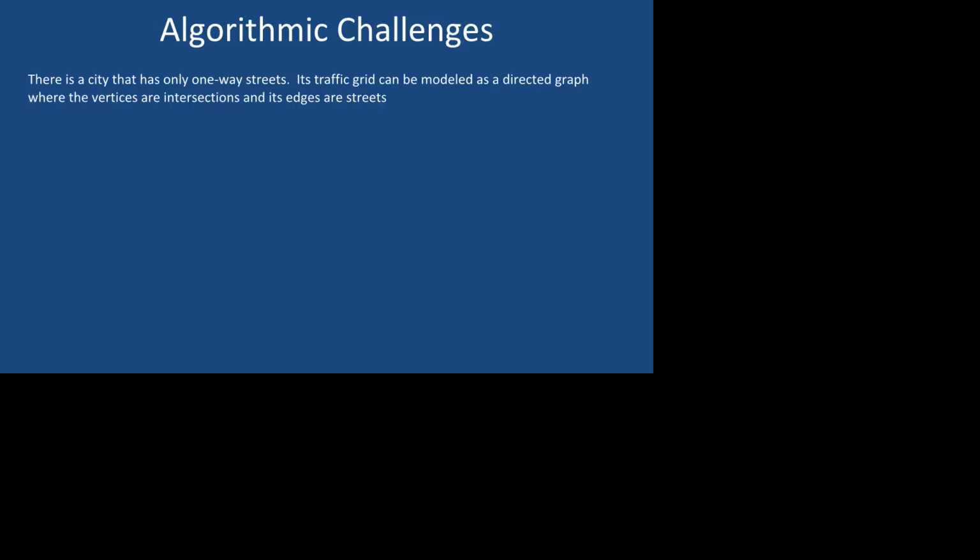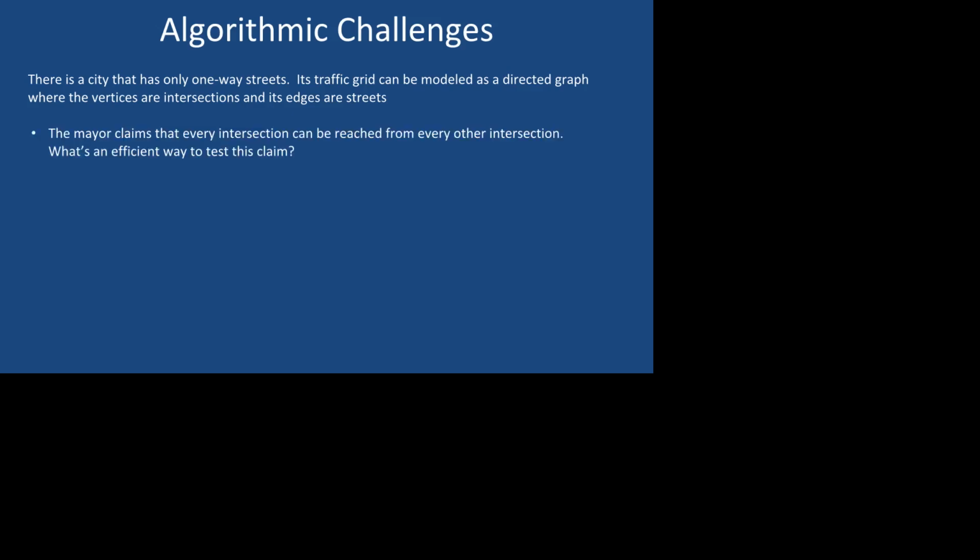So what I'm going to do is first show you a few examples of how you can make use of strongly connected components, and then we'll look at an algorithm for finding strongly connected components. All right, so first of all, imagine a city that has only one-way streets. So you can model its traffic grid with a graph, with the vertices as intersections and its edges as streets. Okay, so to get from this intersection to that intersection, you'd go down the one-way street. So it's a directed edge.